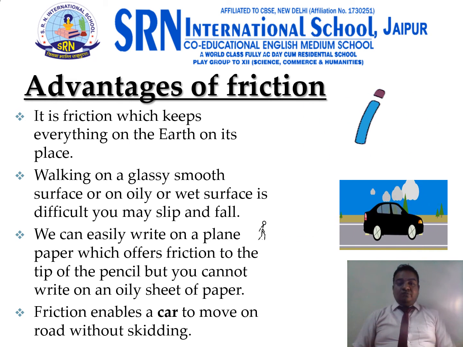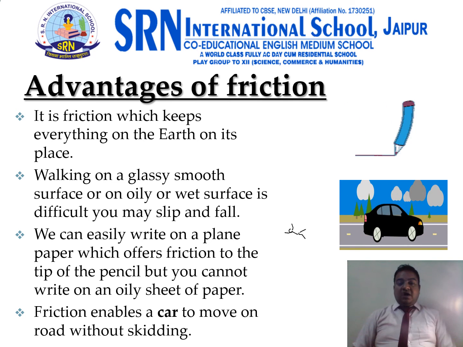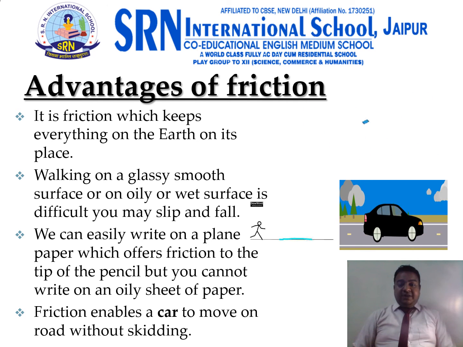Walking on a glassy smooth surface or an oily wet surface is difficult and we can slip there. Another common example, which we have already discussed, is that we can't write on an oily sheet. Friction enables a car to move on a road without skidding.